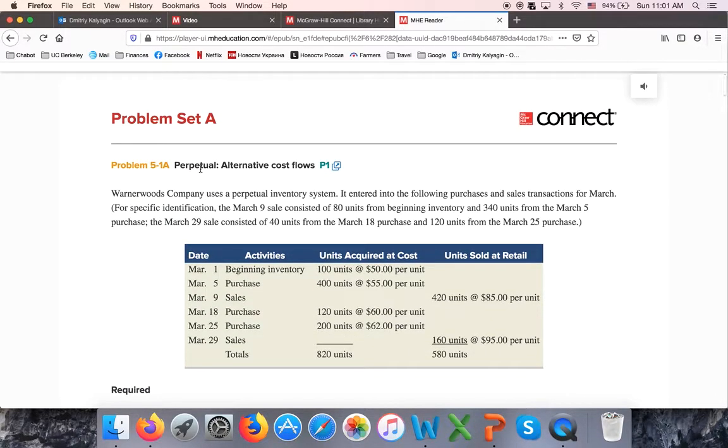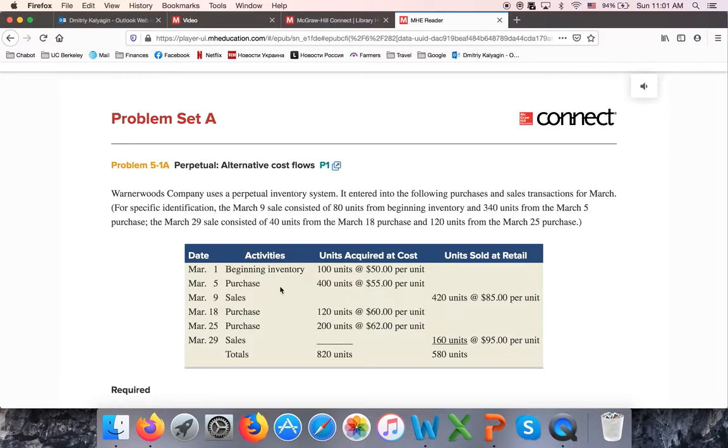So, by the way, there are 2 ways of counting inventory methods, perpetual and periodic. Periodic is covered in the appendix for this chapter, and you do not need to study it. You're not going to be tested on periodic inventory. We're only going to see perpetual. So Warner Woods Company uses perpetual inventory system. It entered into the following purchases and sales transactions for March. So this is 1 month. And guys, in parentheses, they give us information for specific ID. I will skip it for now.